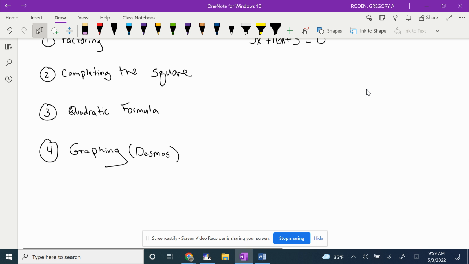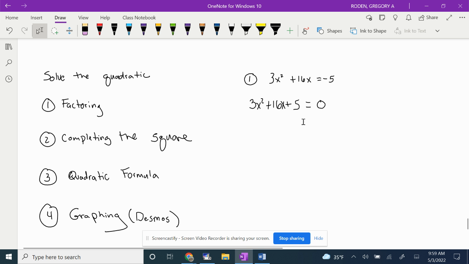Again, it's a little bit interesting. You're probably going to moan and cry a little bit, but you got to know how to do it. Okay, so I'm going to give you the steps to completing the square. Okay, so everyone write completing the square.